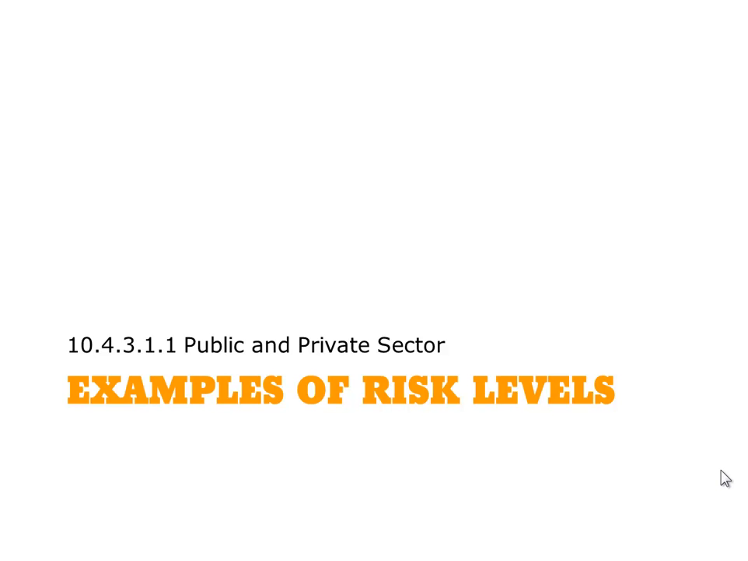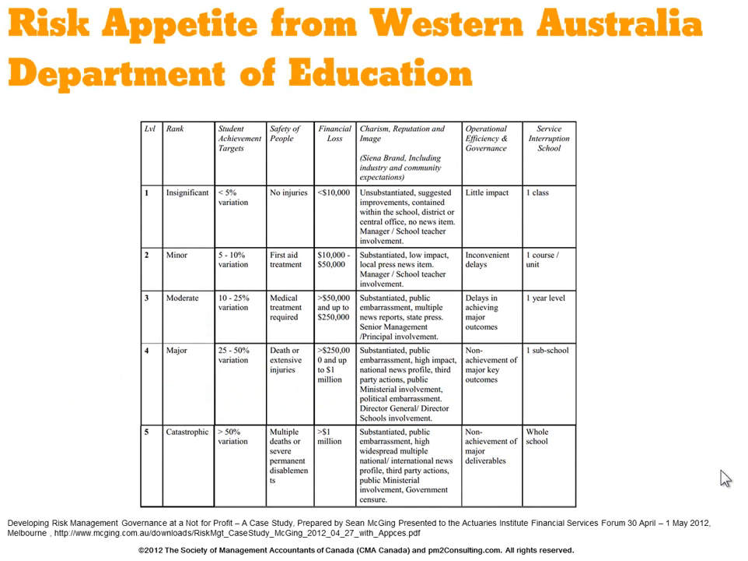These examples are provided to help you see what other organizations have done and are not intended to be recommendations or suggestions on how you should be documenting and setting your risk levels. This example from a public sector organization, in this case a school board, describes its risk in an interesting way.